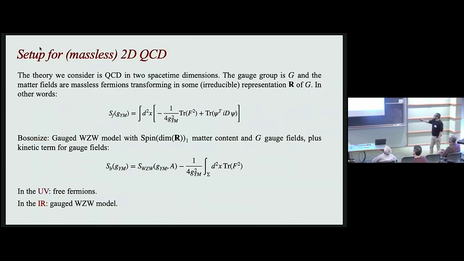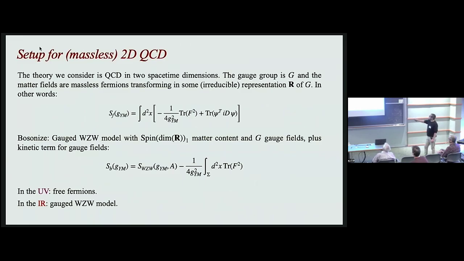So the theory that we're going to consider is massless fermions. So it's basically this Lagrangian with no mass term for the fermions. One such example is adjoint QCD, which we heard from Silvio this morning. And as he said, an interesting thing about this model is that despite the fact that there is no mass term in the adjoint case, the theory develops a gap.